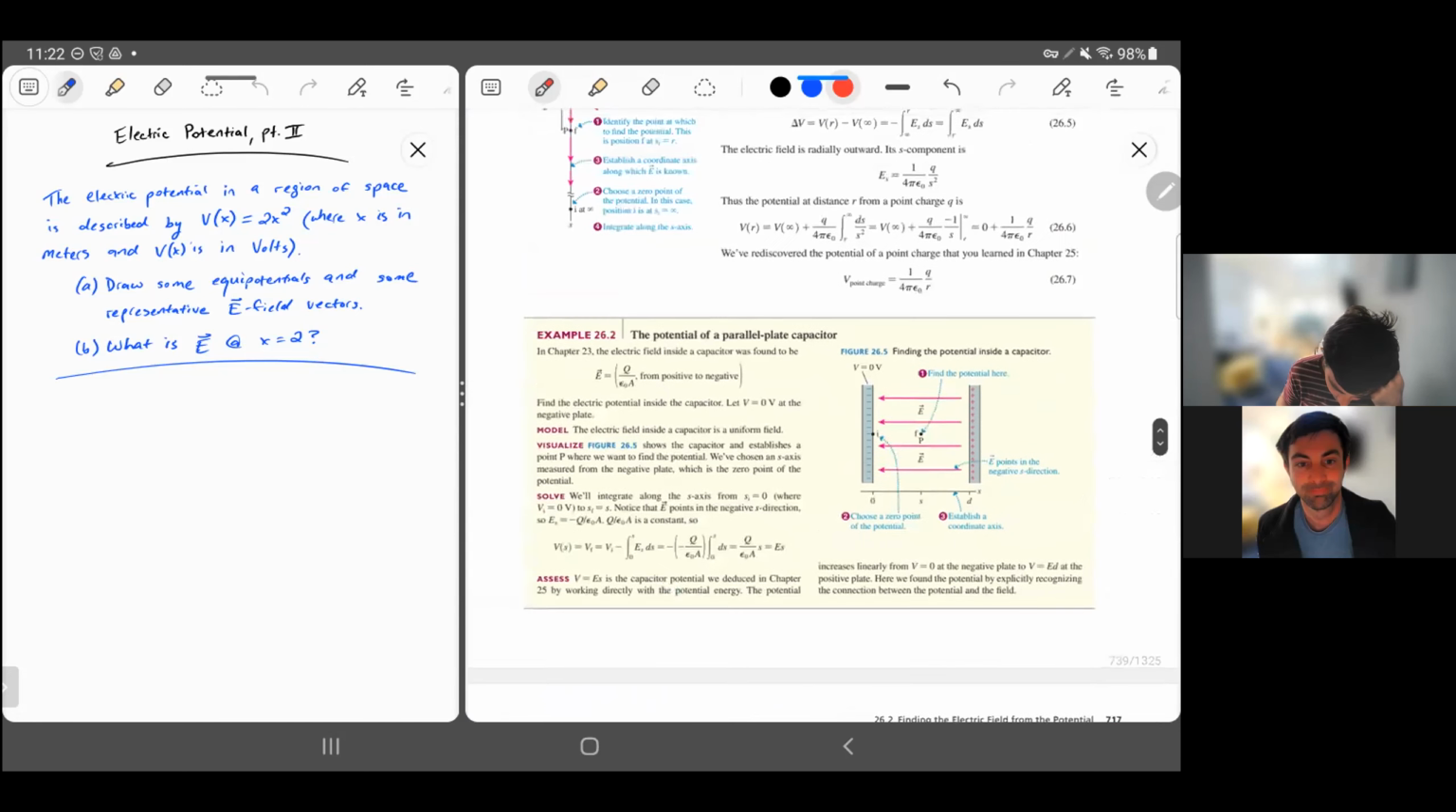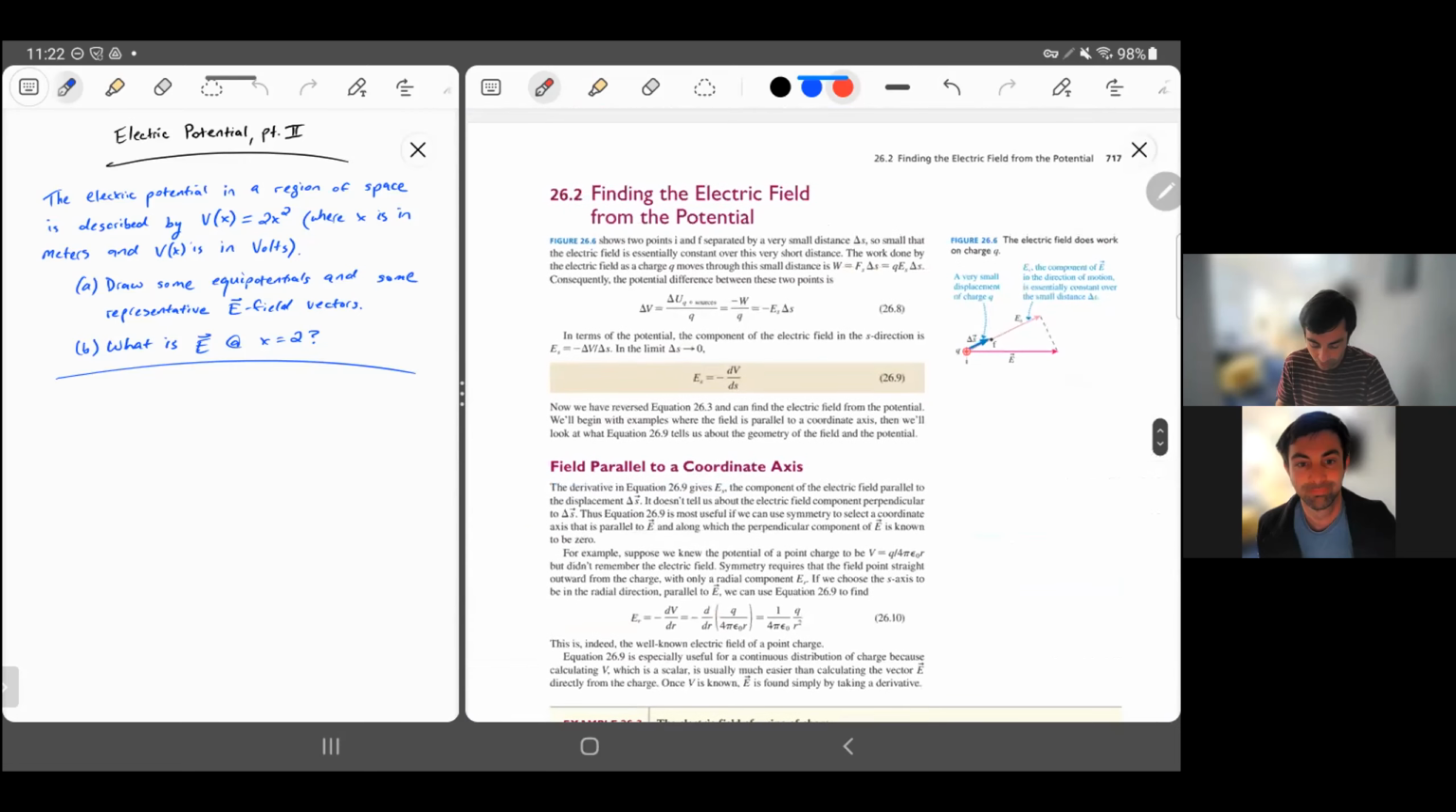So another example here. This is the other way. This is, if you start with electric potential, how do you find the electric field? And it's minus the derivative. So this is if this derivative is along the direction of the electric field.